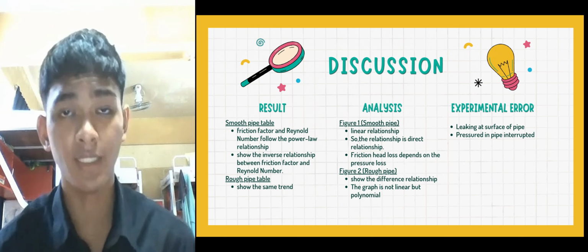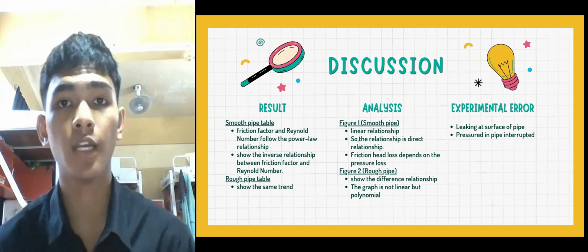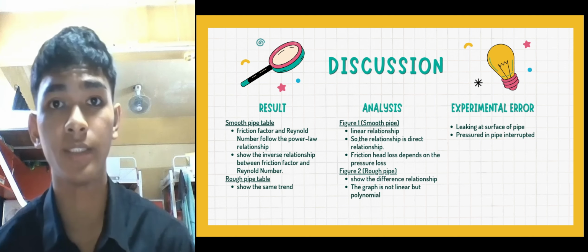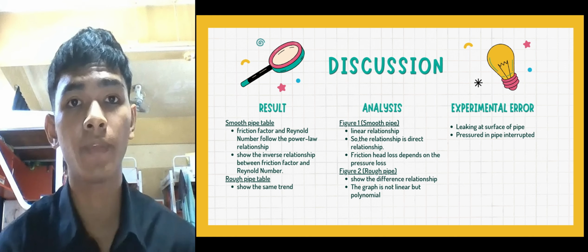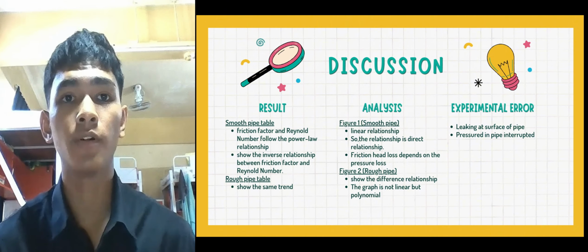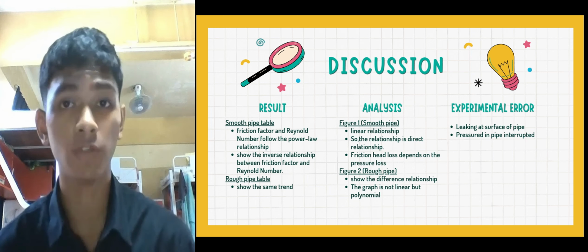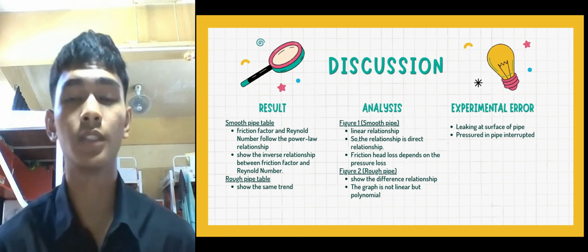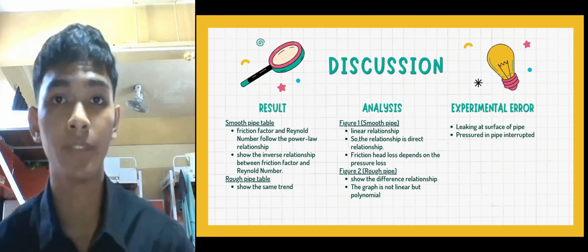Based on the result, the smooth pipe table shows that friction factor and Reynolds number follow the power law relationship because Reynolds number decreases as the friction factor increases. So the data follow the expected trend for a smooth pipe in turbulent condition because the Reynolds number is over 4000. So this already shows the inverse relationship between friction factor and Reynolds number.